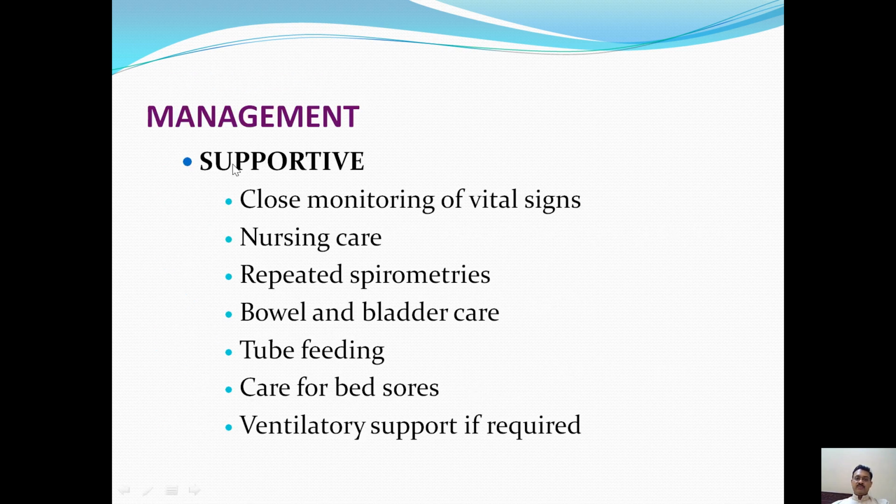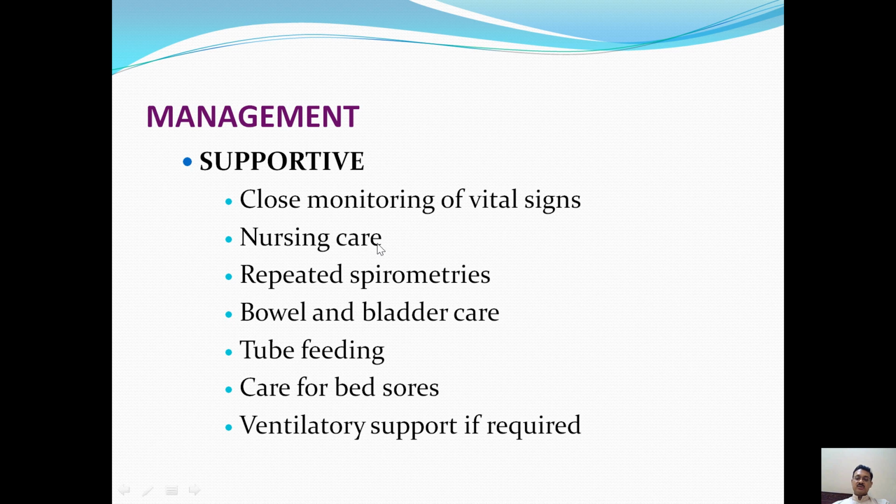Management is usually supportive. Close monitoring of the vital signs, because the most common cause of death in GBS is arrhythmia. And arrhythmia is due to involvement of the sympathetic and parasympathetic, or autonomic nervous system. Whenever there's involvement of the autonomic nervous system, there is intermittent bradycardia, tachycardia, hypertension, hypotension that leads to arrhythmia, and that causes fatality. So you need to monitor vital signs and the ECG very closely.